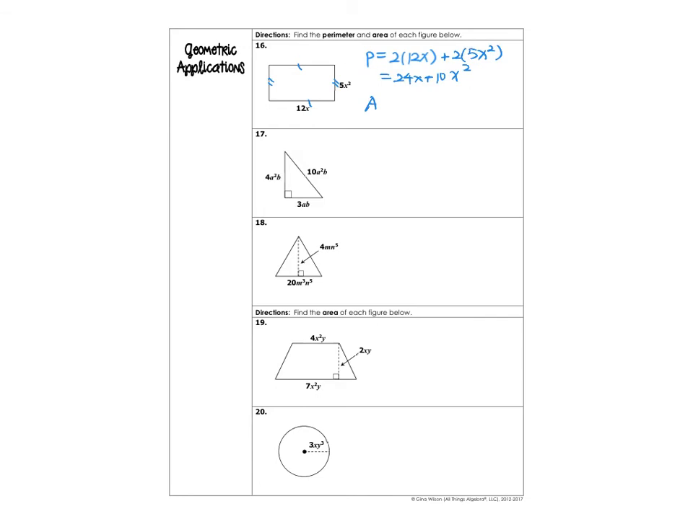For area, it's base times height, so it's 12x times 5x squared. Now in this case, I have coefficients multiplying each other. I have 60, and I have the same base in x, but I have different exponents. So I add the exponents together. I should have 60x cubed.